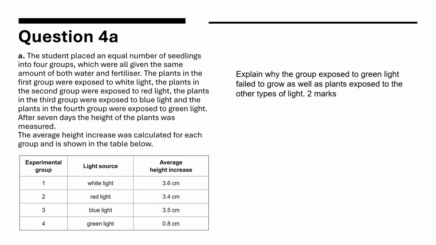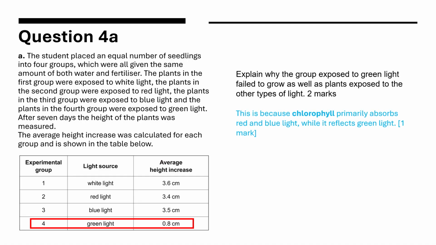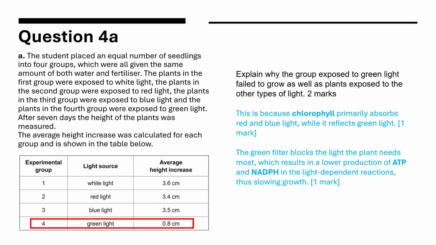The data shows that the group of plants exposed to green light did not grow as well as those under other types of light. This is because chlorophyll primarily absorbs red and blue light, while it reflects green light. The green filter blocks the light the plant needs most, which results in a lower production of ATP and NADPH in the light-dependent reactions, thus slowing growth.